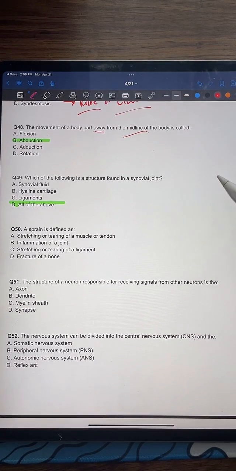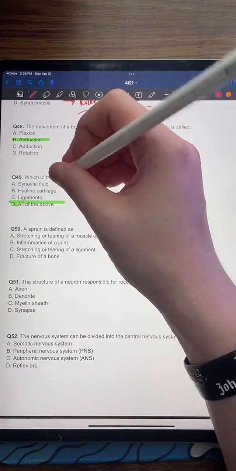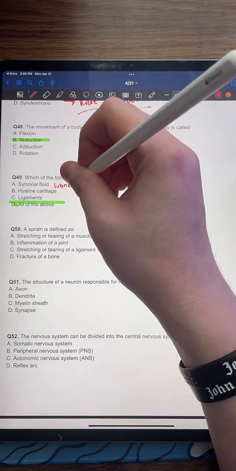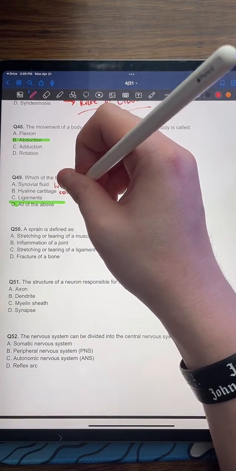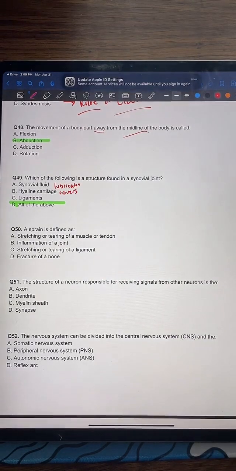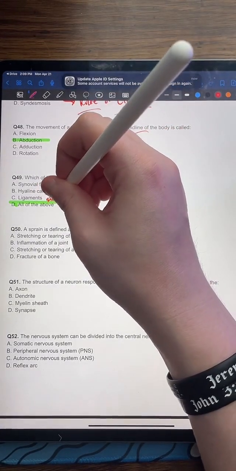Synovial fluid lubricates the joint. So this lubricates, hyaline cartilage covers, and then ligaments stabilize.